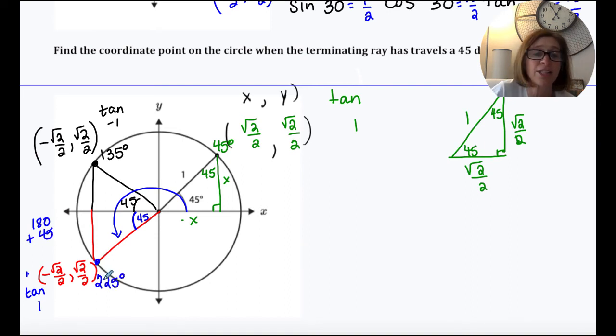So if I was looking for the sine of 225 degrees, I need to recognize I'm in quadrant 3, and then the reference angle is 45. We call that 45 a reference angle. I'm going to talk more about that soon.